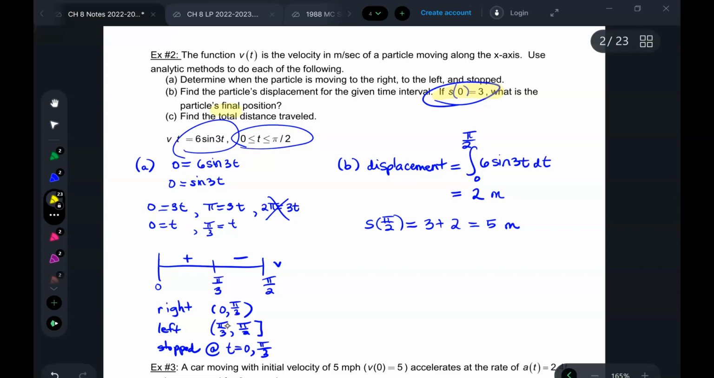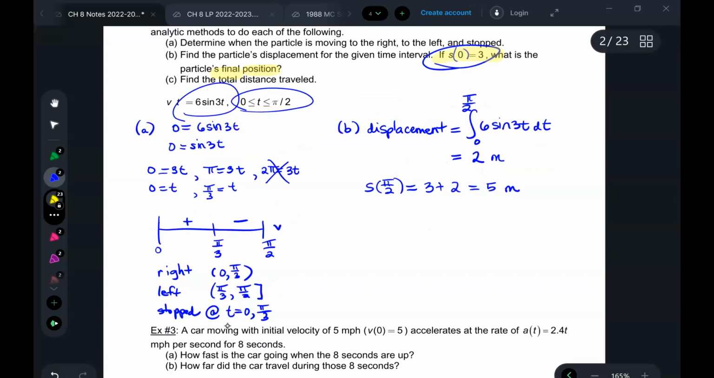Because we're asking for the final position. So if we're looking at that endpoint, I'm trying to find the position at pi over 2. So I want to take the initial position plus the displacement. Listen, we've kind of done this before. It's just we're working backwards. When we did this before, I gave you the position function, and then you had to work with derivatives. Now I'm giving you the velocity, and we're working backwards. So we did the integral to figure out displacement, but then you just have to add your initial position to that. Okay? And then how about total distance traveled?